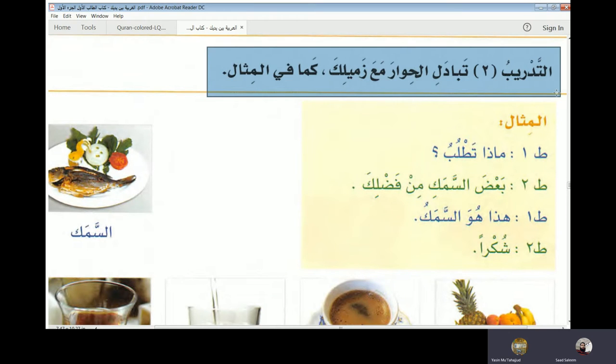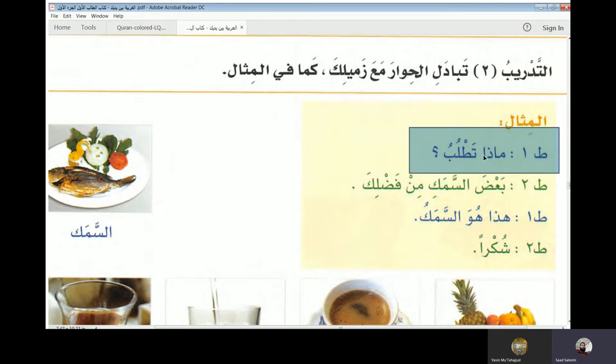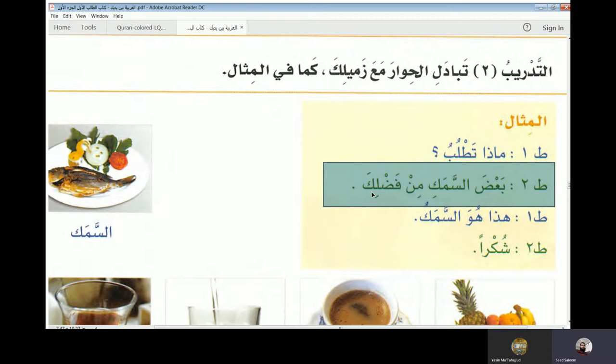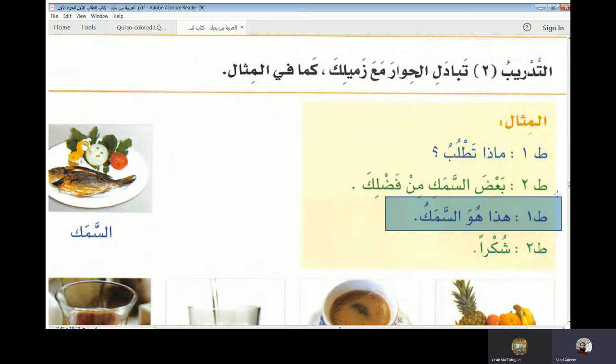The second exercise: exchange dialogue with your colleague like in the example. First student: What would you like to order? Second student: Some fish, please. First student: Here is the fish. Second student: Thank you.